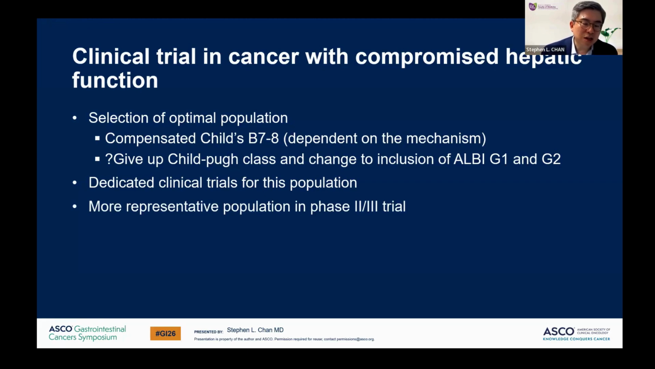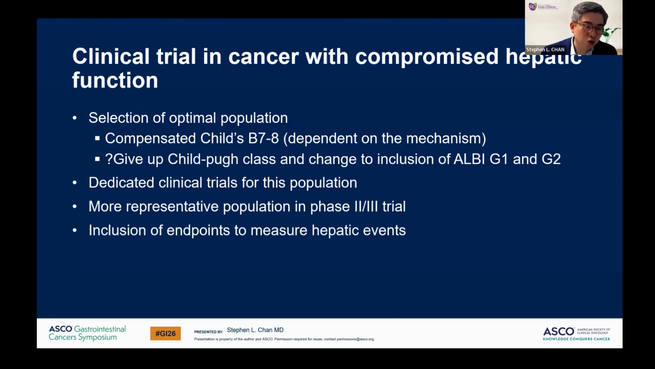And also, of course for phase 3, more for registration, it's a bit difficult to ask the industry to test in those with more adverse prognostic features. But how about in phase 1 or 2, if we really have a safe drug, maybe we should have different cohorts in Child-Pugh B7 or 8 or even ALBI grade 2, so that we can know the efficacy and the safety much earlier in this setting, so that we can decide whether we can include them in the phase 3 clinical trial.